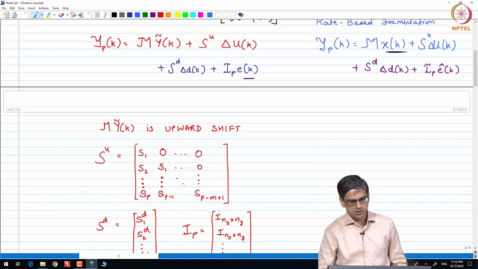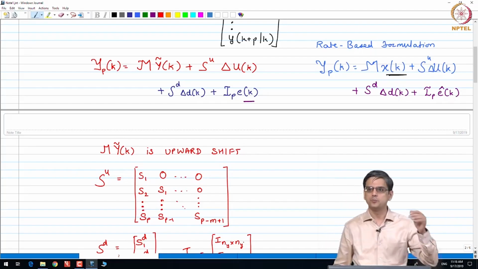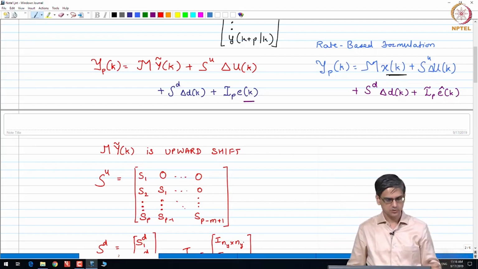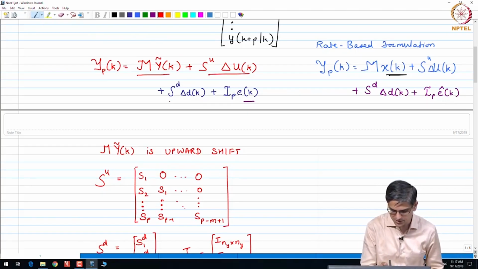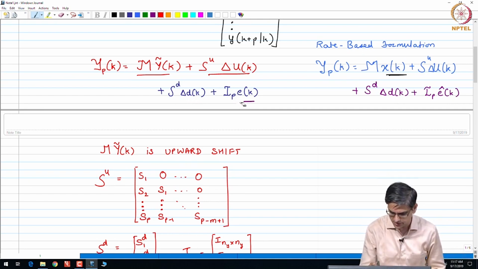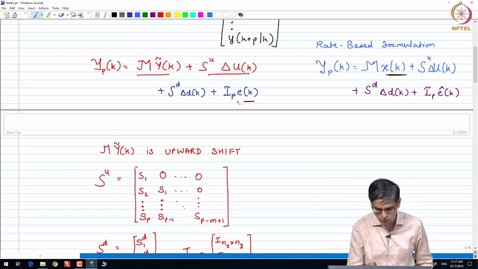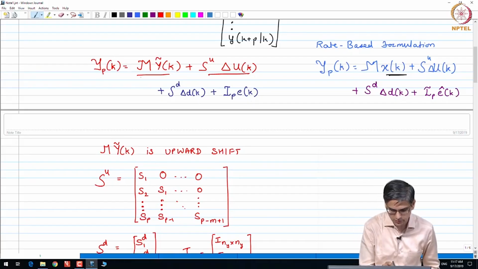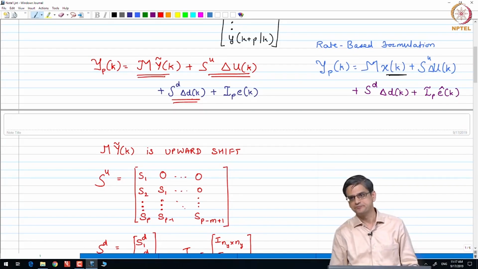When we are talking about problem 1 of your assignment, we are going to require this, this and this. And for problem 2, we are going to require this, this and this. For any realistic situation, you will require both of them.